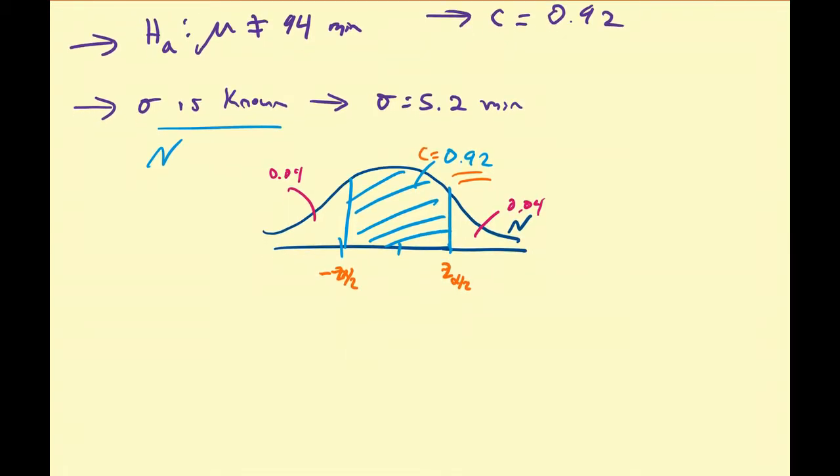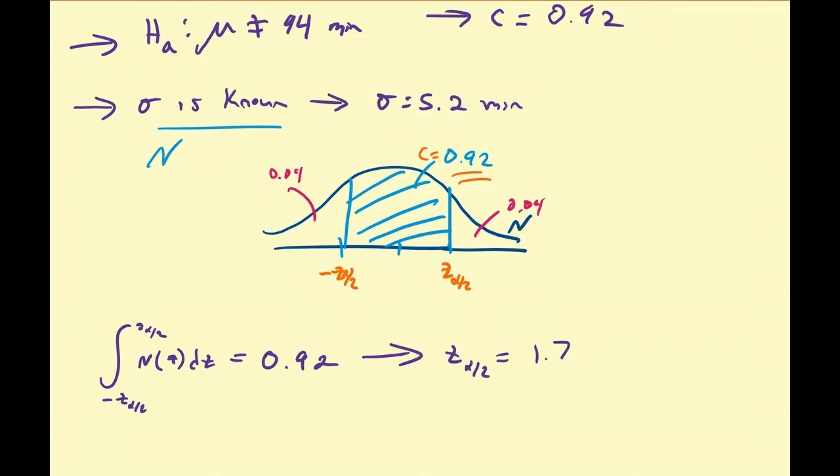So we can start to find what these numbers are equal to. The integral from minus z alpha over 2 to z alpha over 2 of the standard normal distribution with respect to z must be equal to 0.92. I leave it to the person watching this video to verify that this number z alpha over 2 is about 1.751. And this is what we call the critical value for our confidence interval.